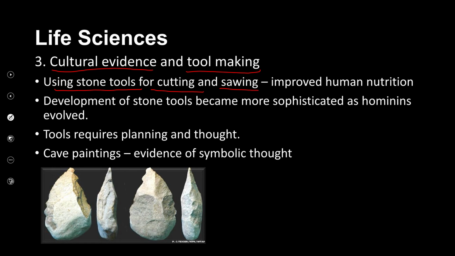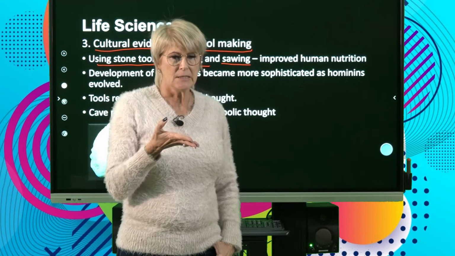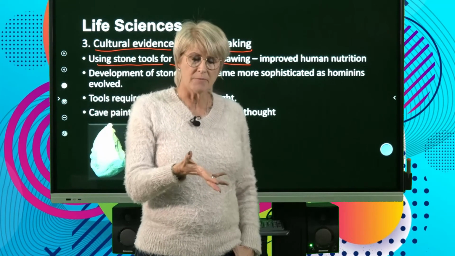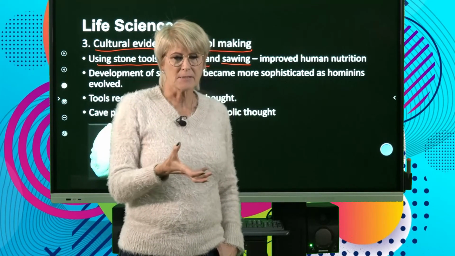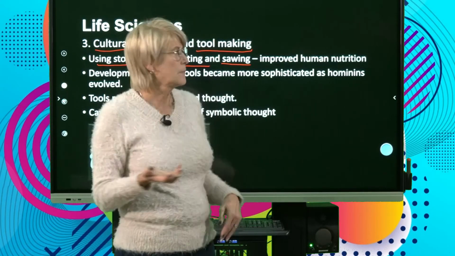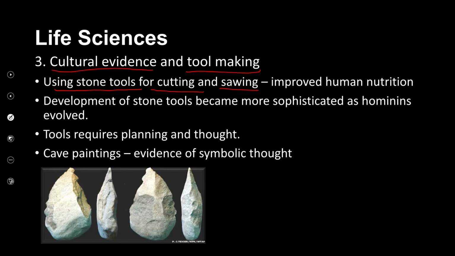Okay, and as soon as they were able to cut things, it improved the nutrition. So now they were able to cut and eat animal flesh, so animal matter, not only plants. And as soon as that happened, it improved their nutrition, because we know that there are a lot more nutrients in animal tissue than there is in plant tissue. So it was definitely an improvement.